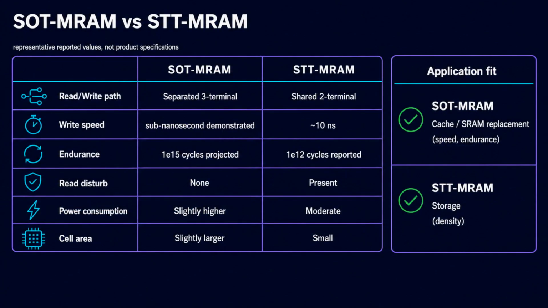Comparing SOT-MRAM and STT-MRAM reveals clear trade-offs. SOT-MRAM has separated read-write paths, demonstrated sub-nanosecond switching, projected endurance beyond 10^15 cycles, and no read disturb. STT-MRAM has a simpler two-terminal structure and smaller cell size. SOT-MRAM is better for cache replacement, requiring speed and endurance. STT-MRAM suits storage applications, prioritizing density.